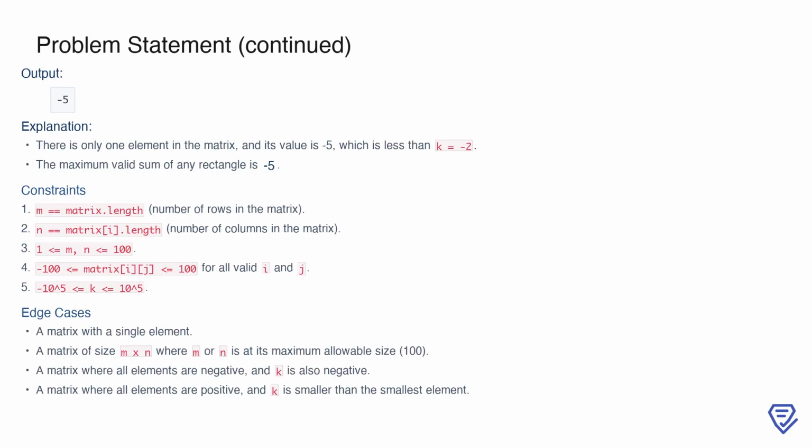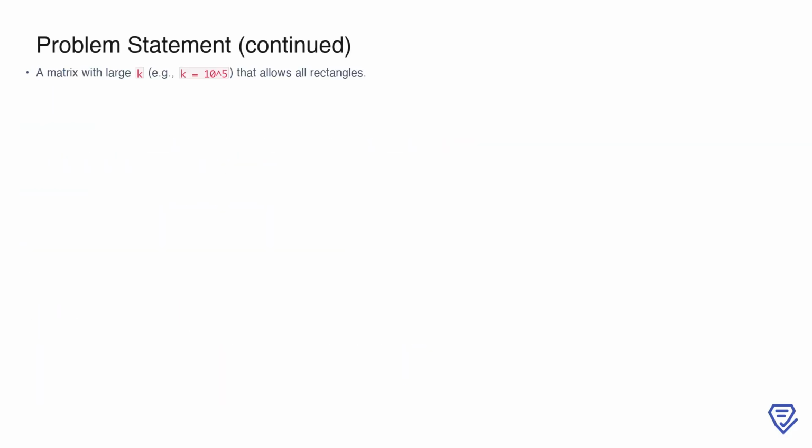Now take the matrix [[-5]], with k equals -2. In this case, the matrix contains only one element, which is -5. Since this value is already less than k, it is the only possible rectangle. Thus, the maximum valid sum of any rectangle in this case is -5. This example highlights how the problem can handle very small matrices and negative values for both k and the matrix elements.